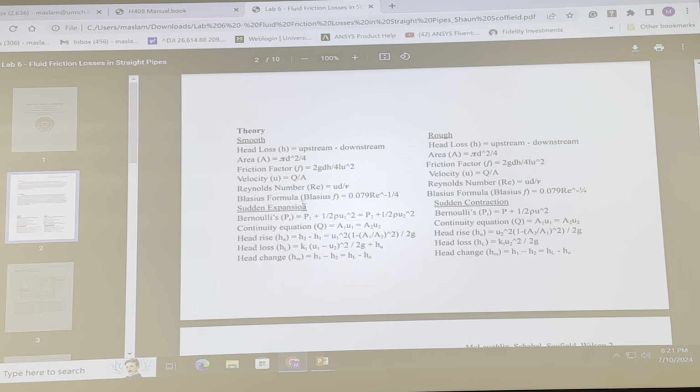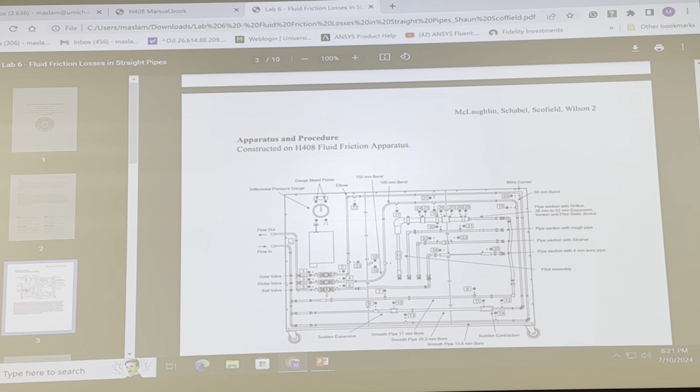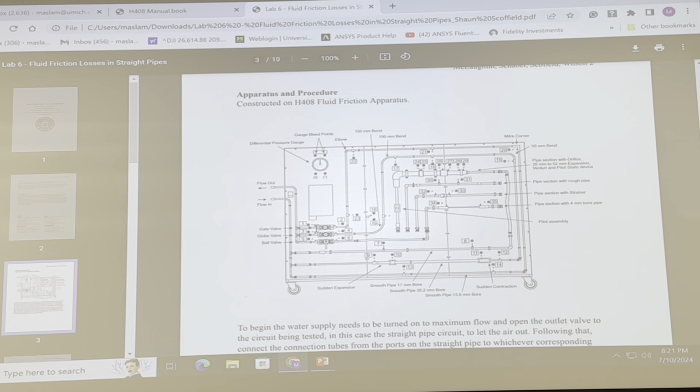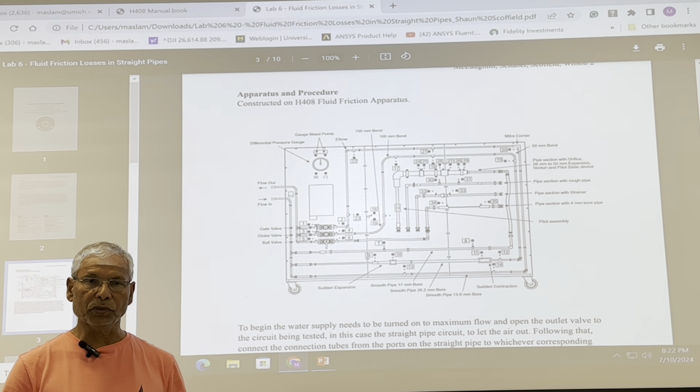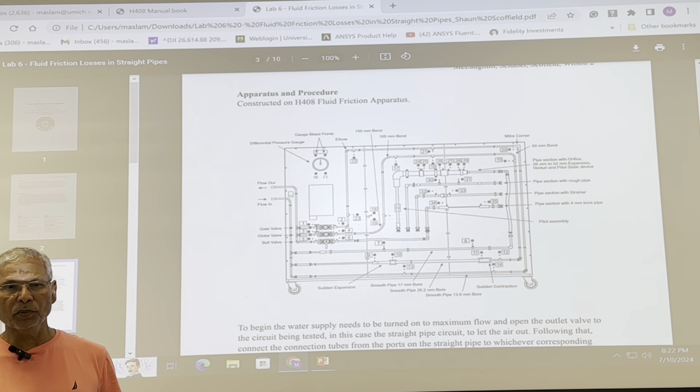You give the theory. You should have formulas associated with it for smooth pipe and rough pipe, and expansion also. What are the formulas you're using, and then a diagram of which apparatus you are testing. So H408, that's the apparatus. I think the apparatus name is very critical, because if somebody in Timbuktu is trying to duplicate this experiment, he should know what apparatus you used, because nowadays it's a global system.